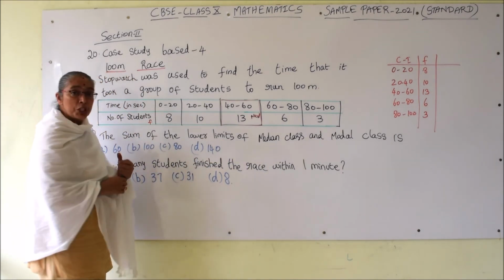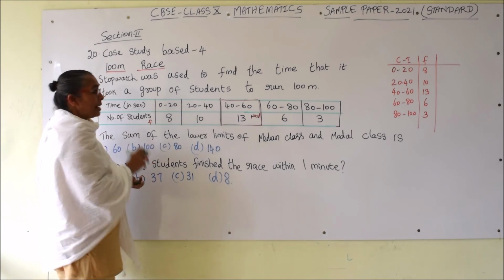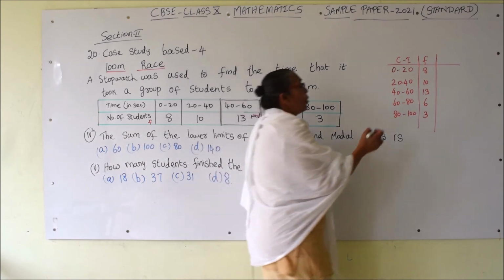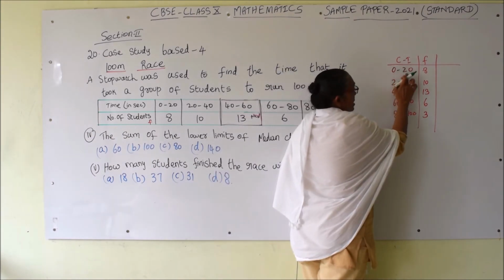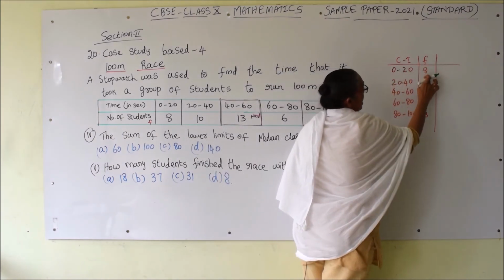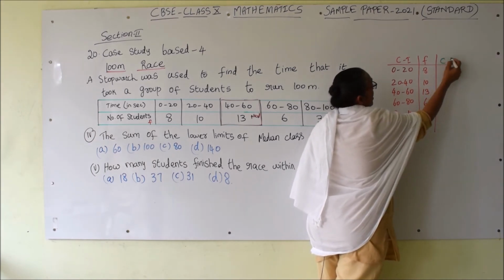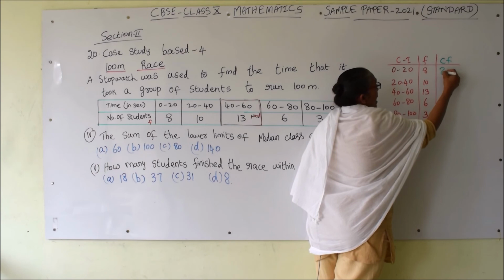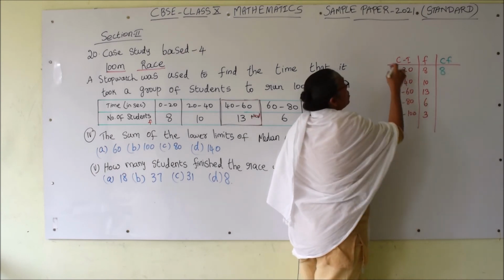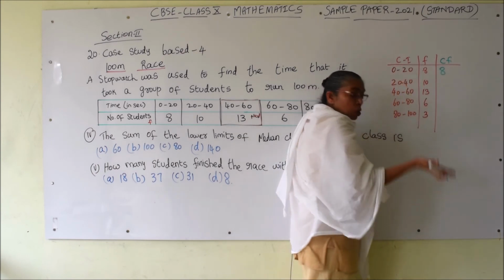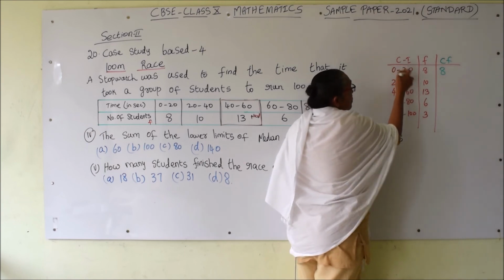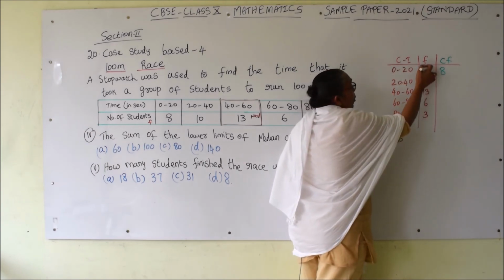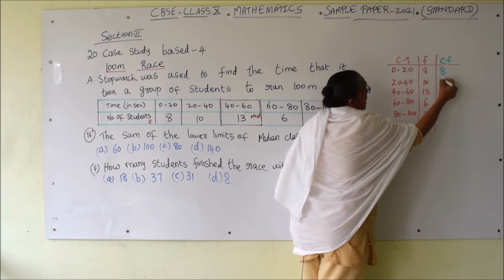What is the procedure to find out the median class? To find the median class, first we have to find the cumulative frequency. So, how to find cumulative frequency? This is class interval 0 to 20, this frequency is 8. So, cumulative frequency meaning here, for 0 to 20 seconds was finished by 8 students. Now, 0 to 40 seconds we are accumulating it. Within 40 seconds how many children finished means we will add both these things, 10 plus 8, 18.